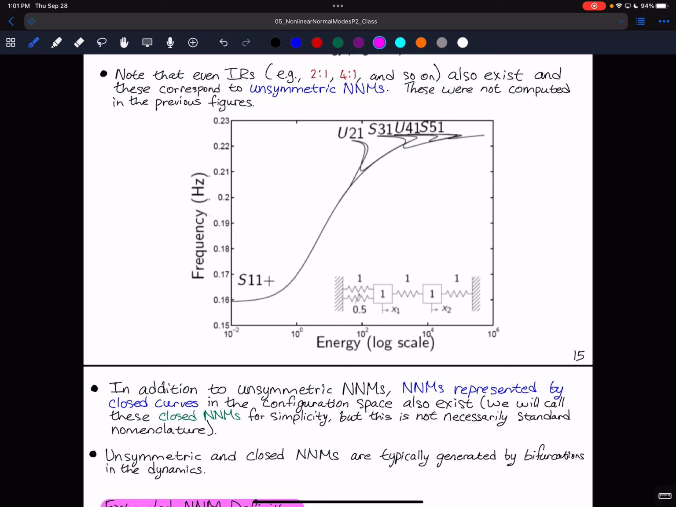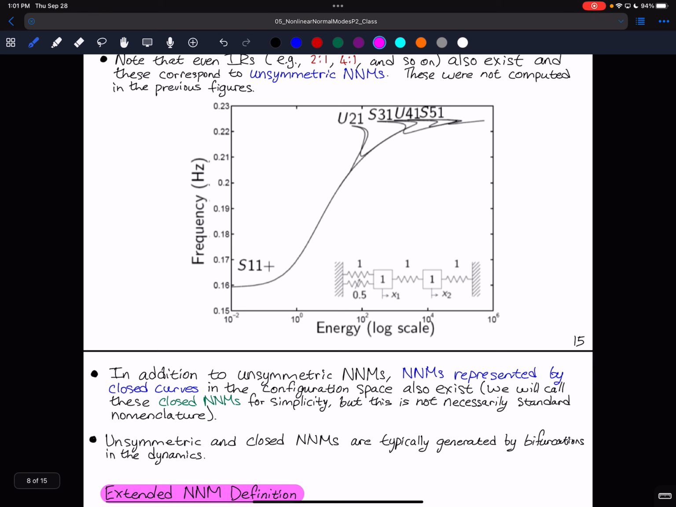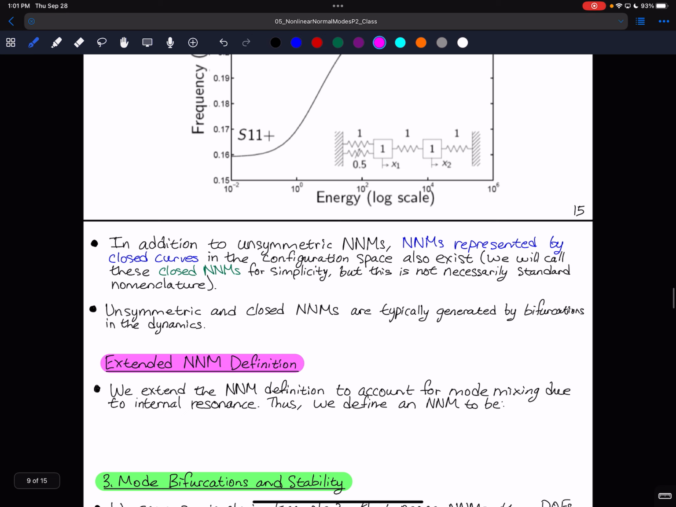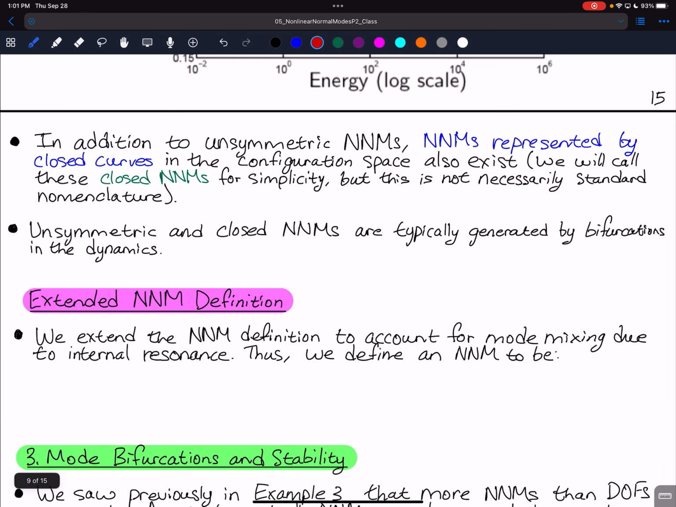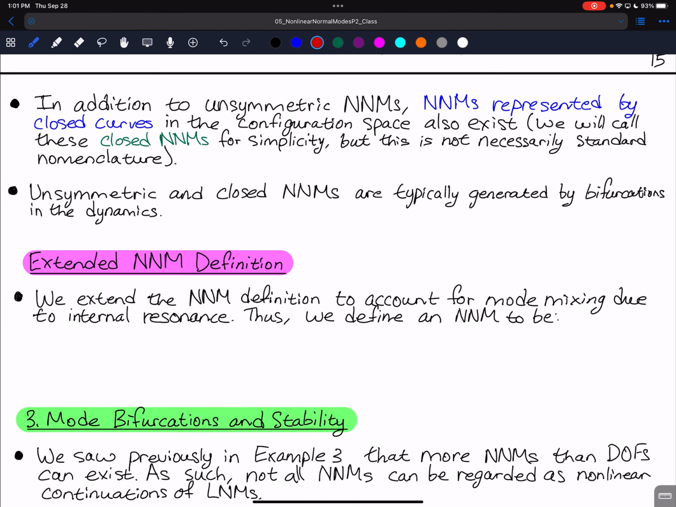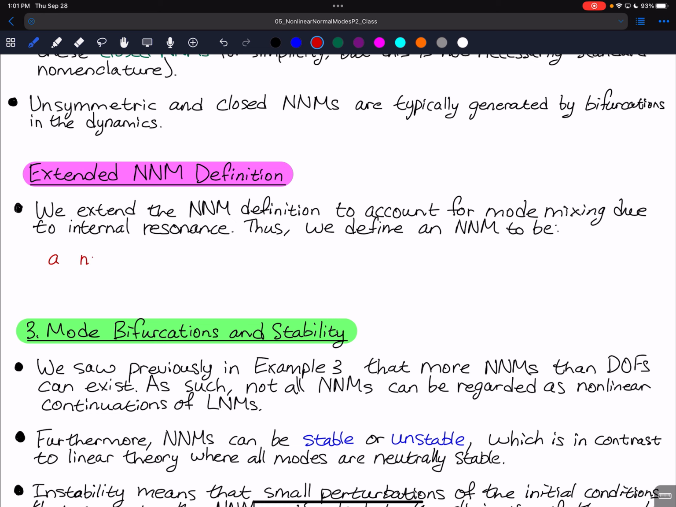and that's why you've got to do other things as well. Okay, so in order to expand our NNM definition to include this internal resonance behavior, we are going to extend the definition. In this case, we are going to define an NNM, or nonlinear normal mode, to be a non-necessarily synchronous periodic motion of a nonlinear system.